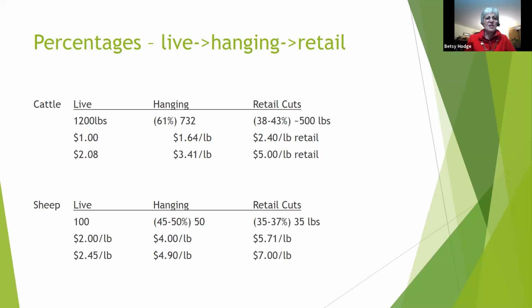So then I took the example of, let's use an easy example and say that it's $1 a pound live. So that means if you took the hanging weight and divided that by the $1,200, you get $1.64 a pound. That gives you an idea how much you'd have to charge for hanging weight to get $1 a pound live. And for retail cuts, that's only $2.40 a pound. So most people are willing to pay quite a bit more than that. And I do see farmers undercutting themselves way too much.